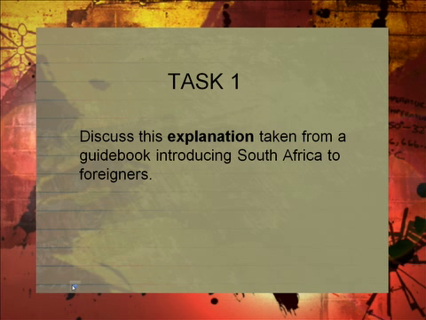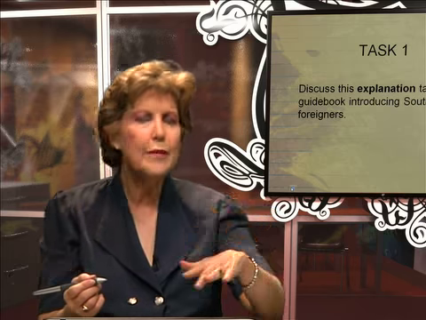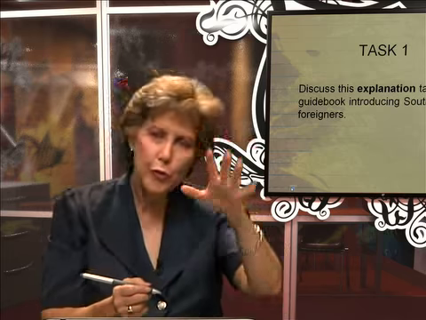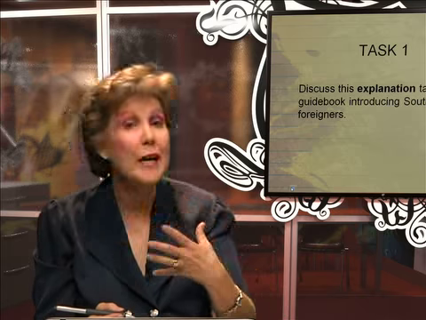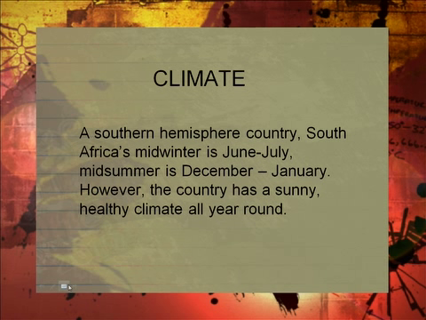Discuss this explanation taken from a guidebook introducing South Africa to foreigners. Now, if you opened the guidebook, you would see that all the entries are listed alphabetically. So we go through the A's and the B's and we come to C, and we get climate. And this is what we read.